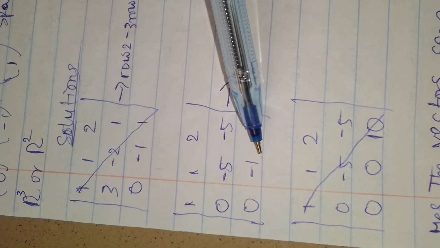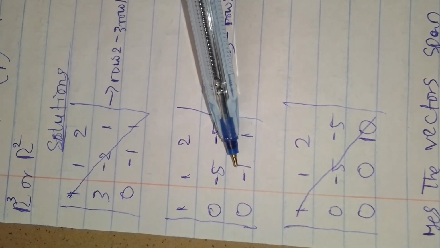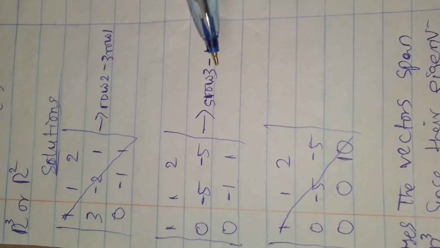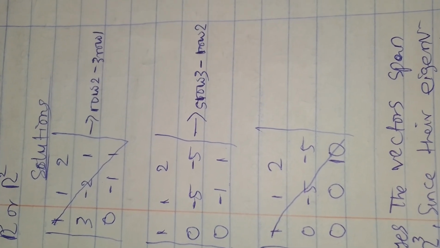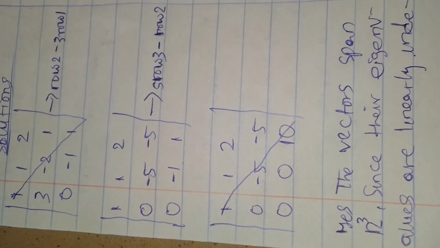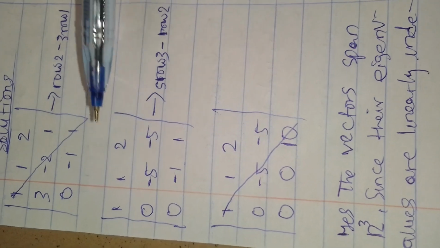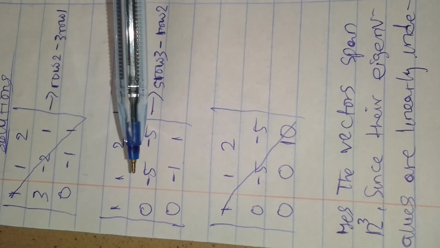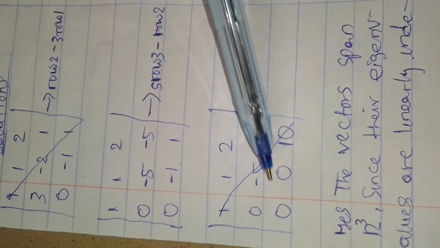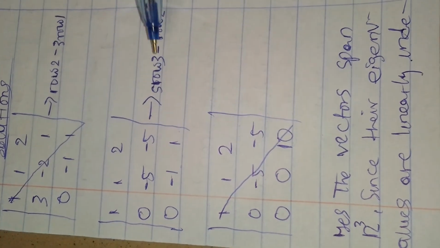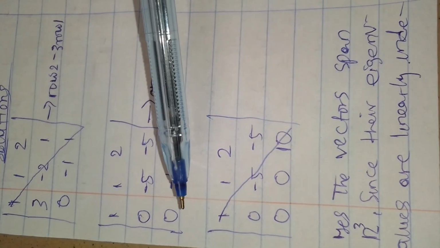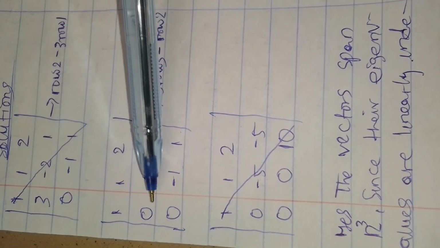Now after that I have to make this 0. So to make this 0, it becomes 5 row 3 minus row 2. So I have to bring down 1 1 2 and 0 minus 5 minus 5. So if you check this now, that becomes 5 row 3 minus row 2, right? This is row 3, and this is row 2.